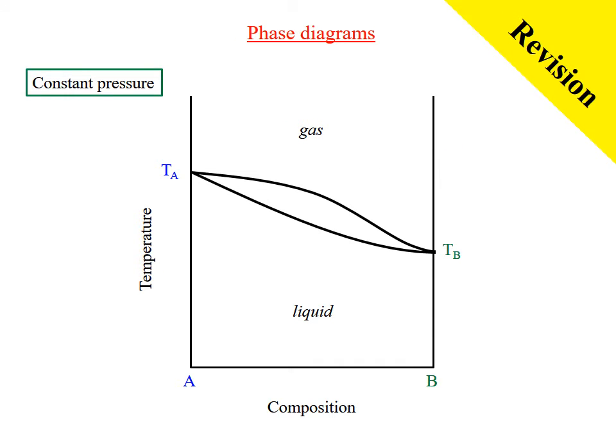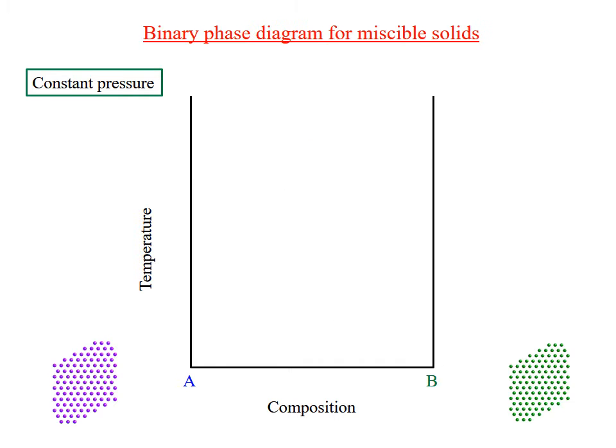Similarly, we can have a constant pressure phase diagram, which shows composition A to B as a function of temperature. Now we go from liquid at low temperature to gas at high temperature, and again we have a two-phase region. This is the type of phase diagram we deal with most in solid state work, the reason being that solids are not as affected by pressure as gases are. So now we're going to build up a constant pressure phase diagram for solids.